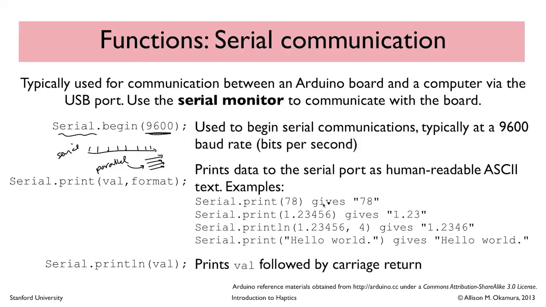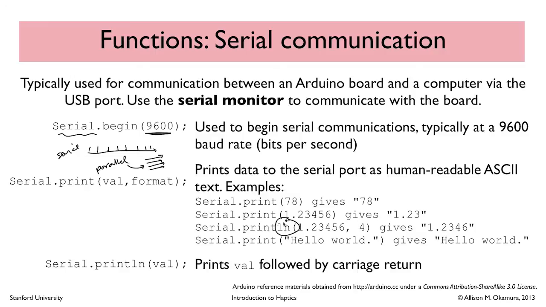You can just print numbers directly, which are integers or decimals. You can also specify the number of decimal digits that are shown. So if you do a comma and then a 4, it will actually show you 4 places after the decimal point. You can also print whole strings of characters as well.